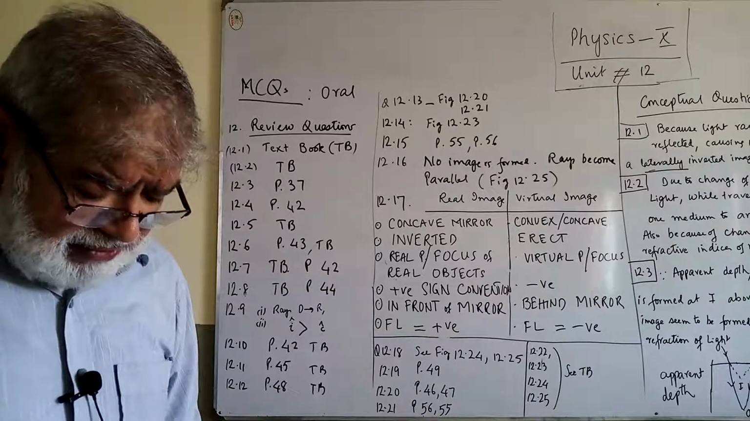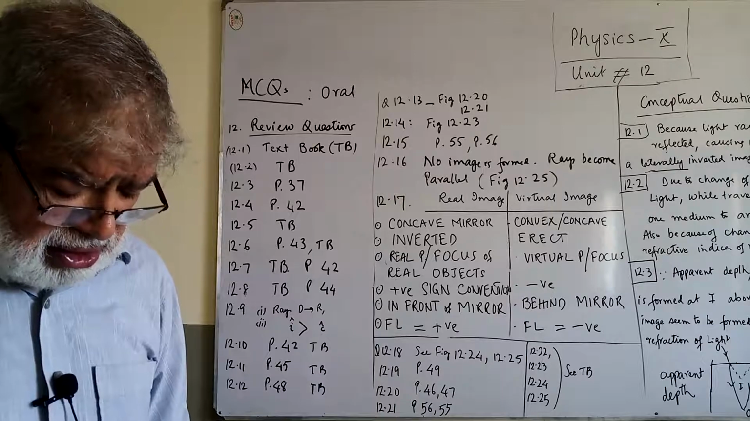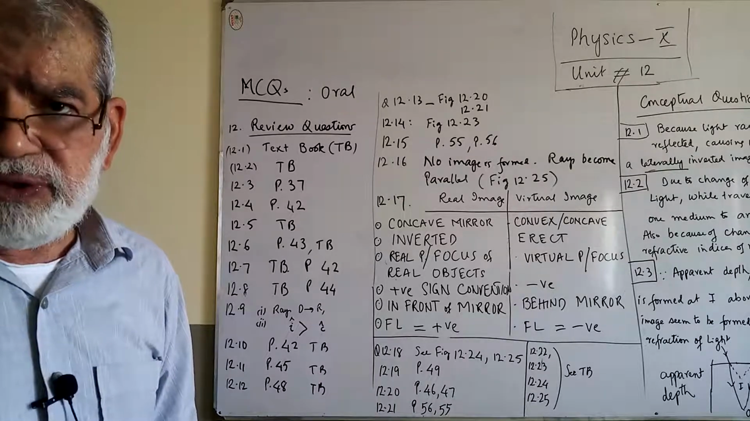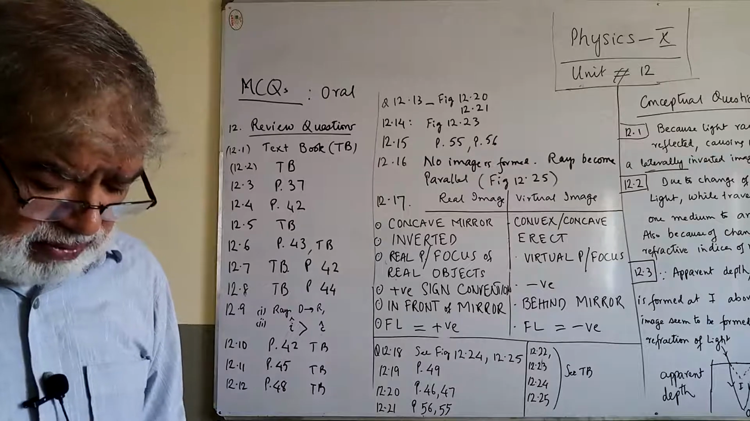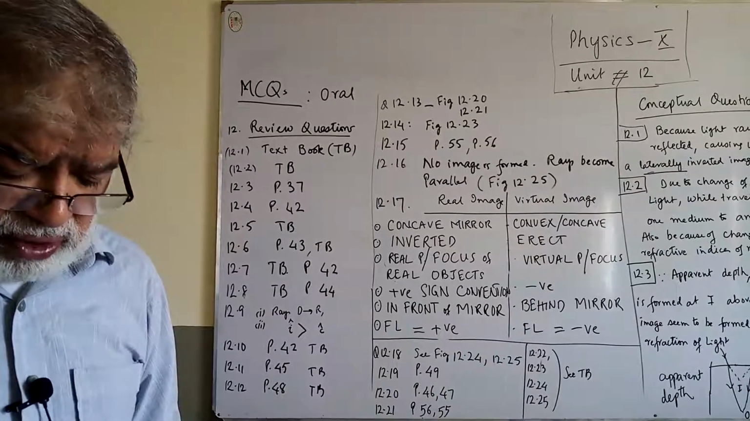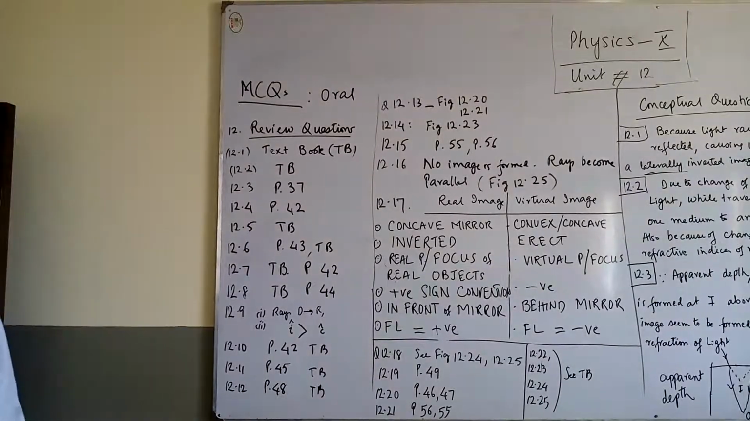Describe how light is refracted through a convex lens. Please see figure 12.23. With the help of a ray diagram, this one is question number 12.15. With the help of a ray diagram, how can you show the use of a thin converging lens as a magnifying glass? Please see page 55 and 56.